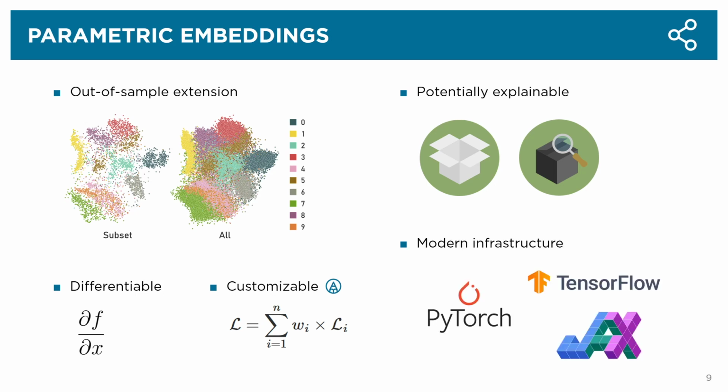Finally, making the DR parametric in this way allows us to use modern infrastructure for machine learning, such as the PyTorch, TensorFlow, or JAX frameworks. For ParaDime, we chose PyTorch.